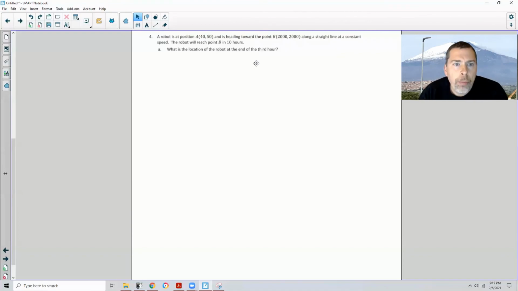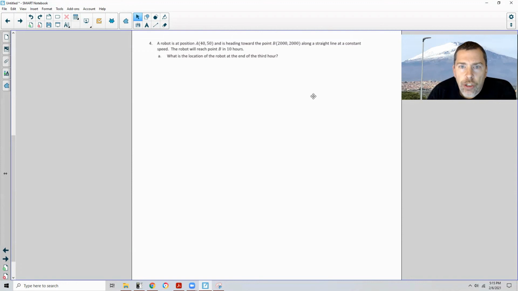Okay, number 4, a robot is at position A, 40, 50, and is heading toward point B, 2000, 2000, along a straight line at a constant speed. The robot will reach point B in 10 hours. What is the location at the end of the third hour? Okay, so I am going to do a diagram just to simplify this the first time, but it always helps to sketch. So we're at point A, we're going to B, so we're going to have a segment.